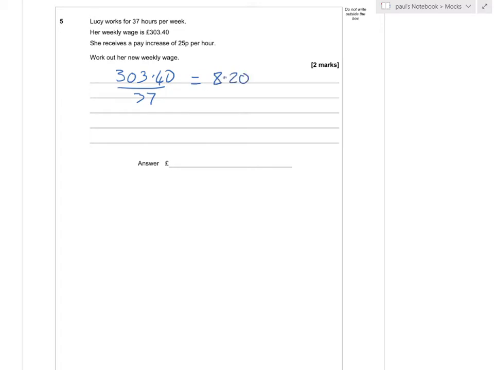£8.20 an hour. Now she gets a pay increase of 25 pence, so she's now on £8.45, and her new weekly wage is times 37 hours. So £8.45 times 37 is £312.65.